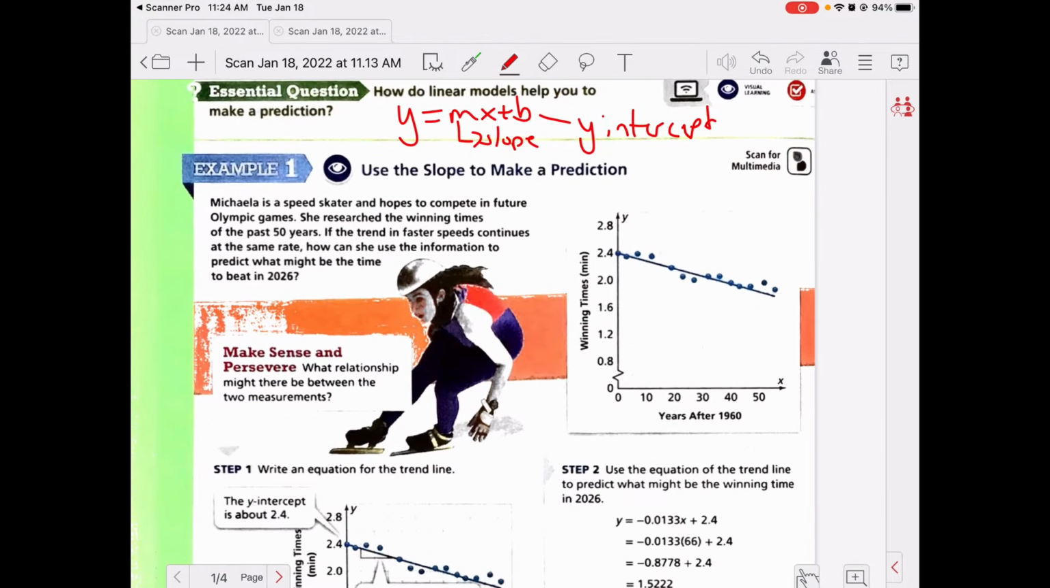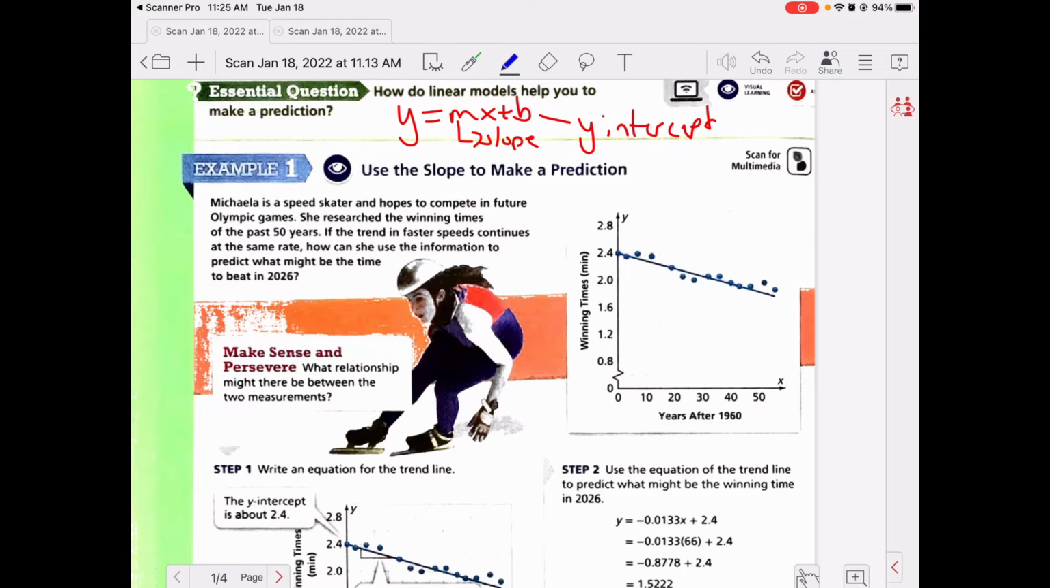Okay, so we have Michaela. She's a speed skater and hopes to compete in future Olympic Games. She researched the winning times of the past 50 years. If the trend in faster speeds continues at the same rate, how can she use the information to predict what might be the time to beat in 2026? Okay, because she's got a little while to go before she's actually at the Olympics.